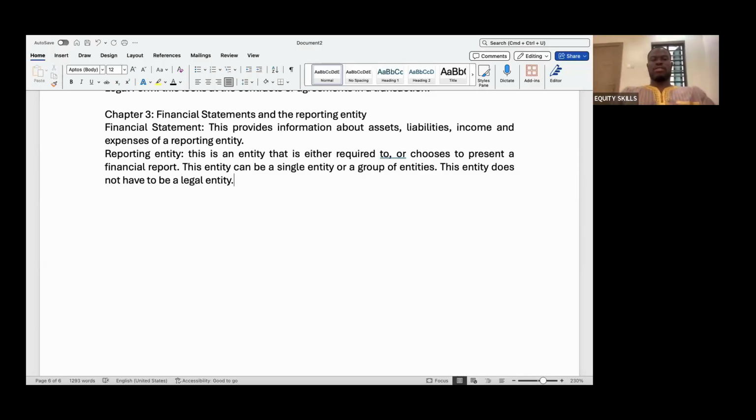So what we are saying here is this: a reporting entity can either be a sole proprietorship business, it can be a partnership business, it doesn't have to be a legal company like a limited. Any of them is okay. And this is basically what chapter 2 talks about.